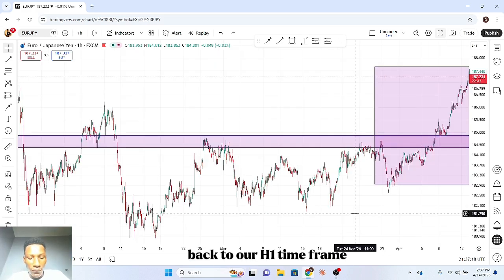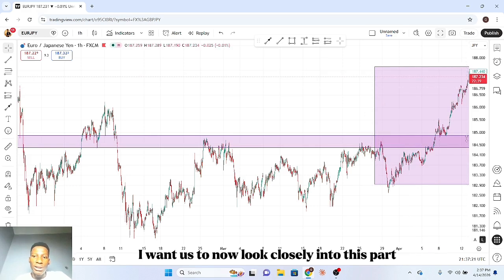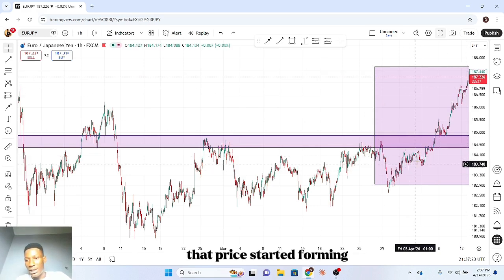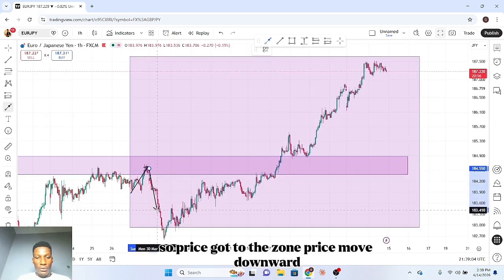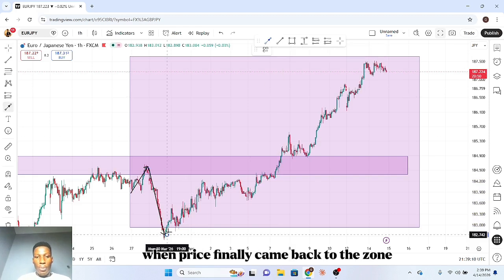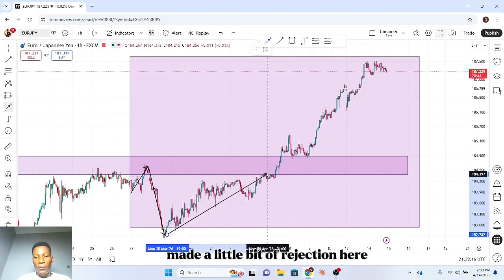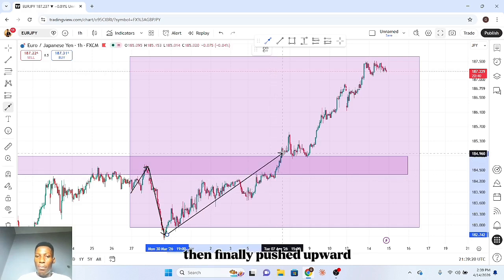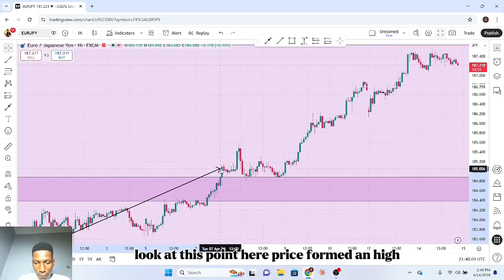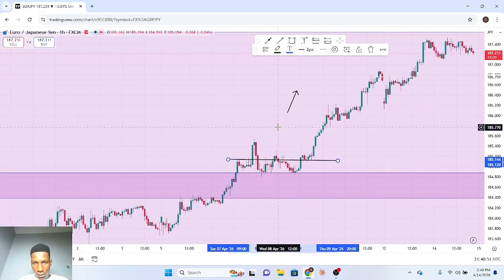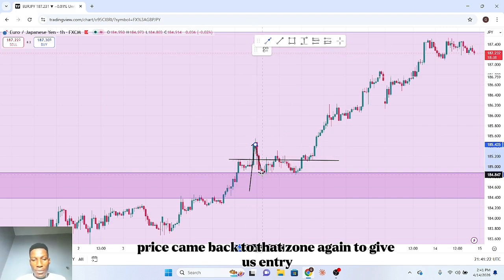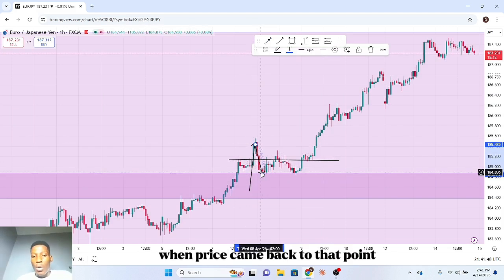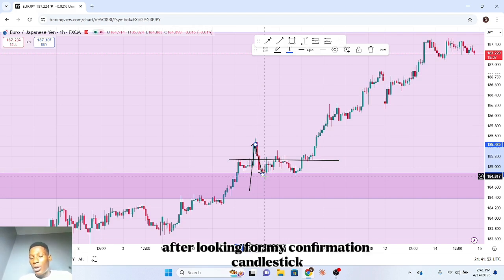Back to our H1 time frame, I want us to now look closely into this part that price started forming. So price got to this zone, price moved downward, it couldn't break out of it. When price finally came back to this zone, made a little bit of rejection here, then finally pushed upward. Look at this point here, price formed a high. Price broke out of that little high upward. Price came back to that zone again to give us entry. When price came back to that point, I would have taken a buy opportunity after looking for my confirmation candlestick.